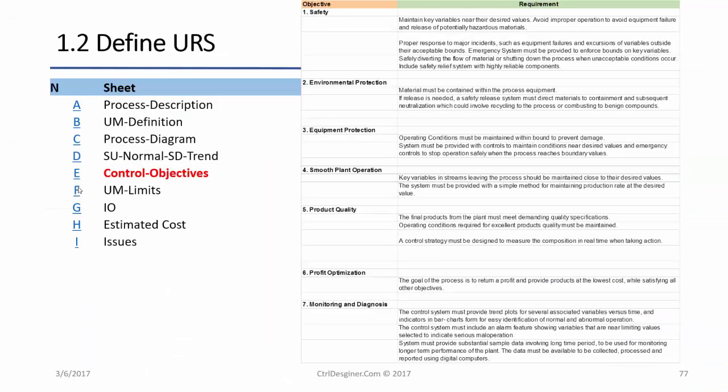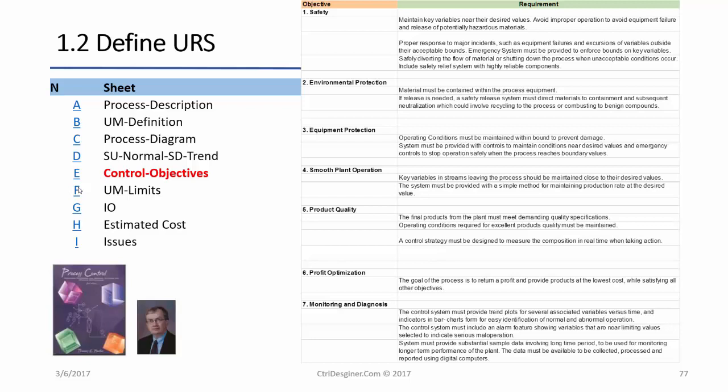The next thing is control objectives. You need to specify for the control engineers what the objective is for these 7 different categories: safety, environmental protection, equipment protection, smooth plant operation, product quality, profit optimization, and monitoring and diagnostics. In that order, it's critical that you define what is needed. And this comes from Tom Marlin, my colleague at McMaster, a very good book on process control.